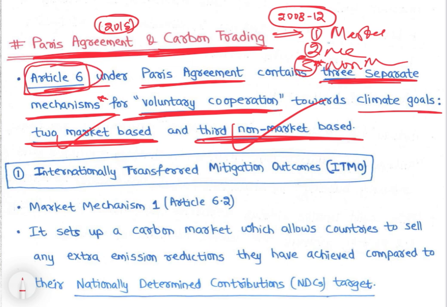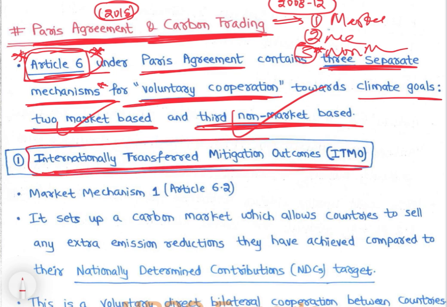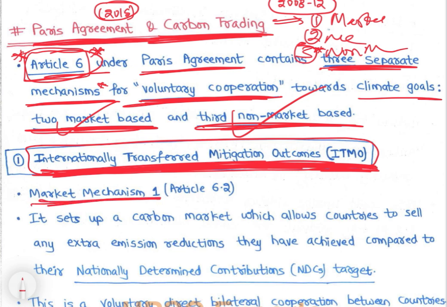Article 6 is again very important, it can be asked in mains also, right? So now let's understand. The first mechanism is internationally transferred mitigation outcomes, ITMO, right? You need to remember this, ITMO, internationally transferred mitigation outcomes. So that is the first market mechanism, covered under Article 6.2.